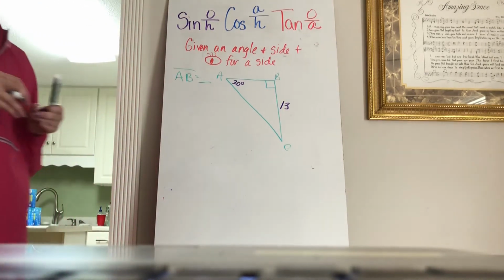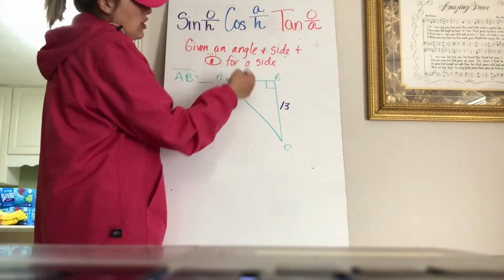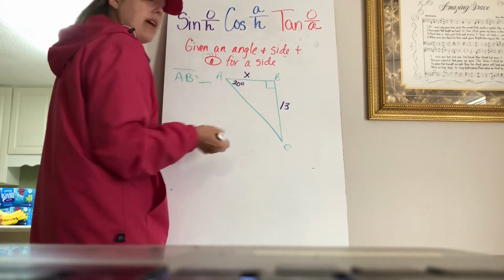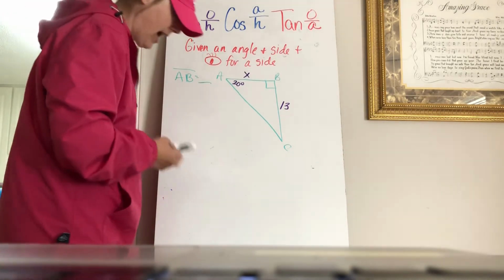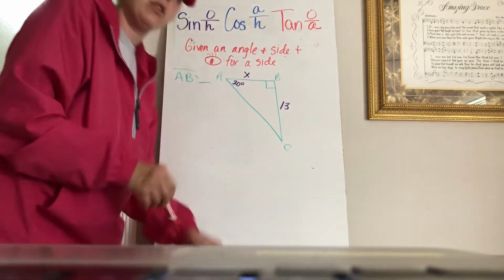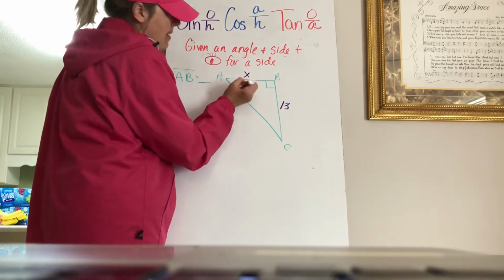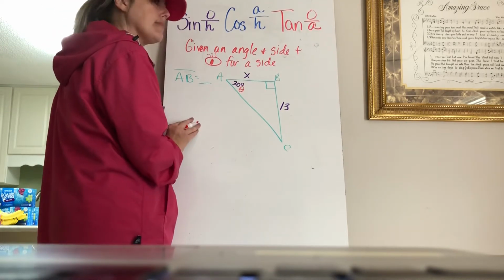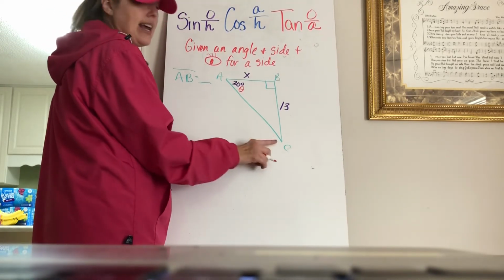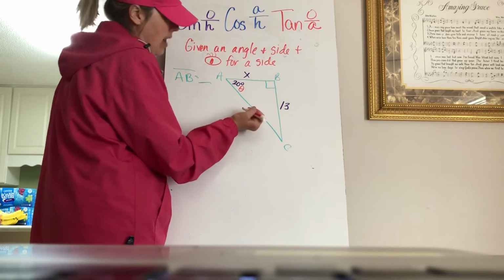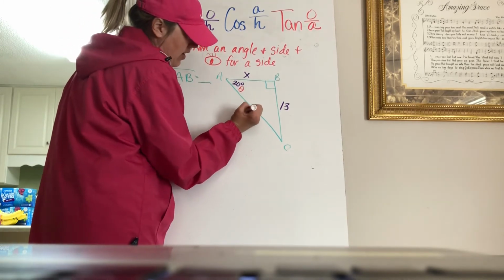Now, what am I looking for? Side AB. So what am I going to put there? I'm going to put an X if they don't already have a variable there. Okay? First thing you do is you label those sides. So 20 is my theta. And what is this side here, even though I don't have it? Yeah, that's your hypotenuse. It's across from that 90 degrees.